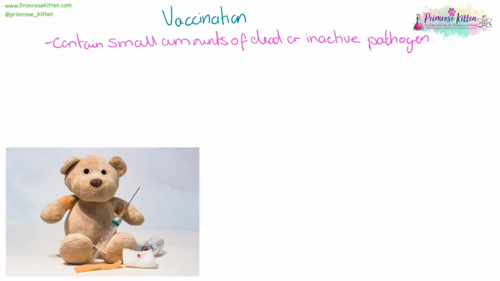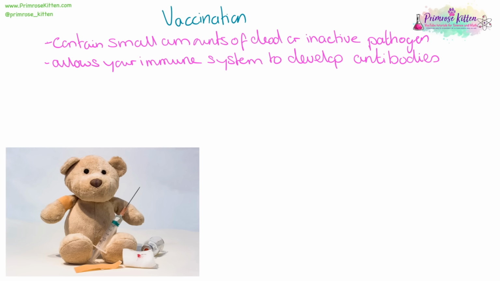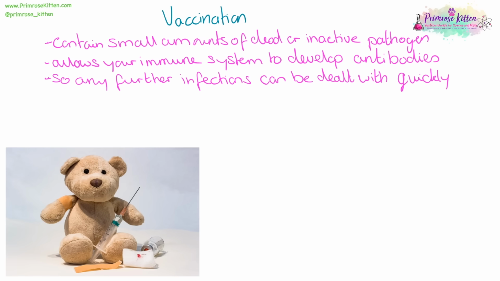A vaccination is going to contain small amounts of dead or inactive pathogens. This allows your immune system to develop antibodies. So if you get infected with the disease at a later point, your body already has antibodies to it, it can recognise it, it knows its pathogen, it knows how to deal with it, and it can be dealt with quickly before you get ill. The advantages are that a large number of diseases have been wiped out.